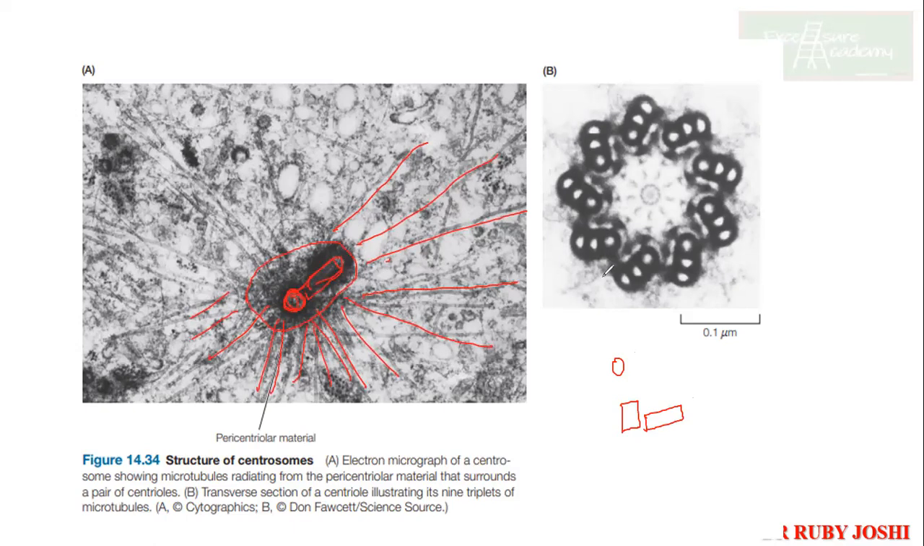Now again, this is a transverse section of your centriole. So this I was telling, that there are 1, 2, 3, 4, 5, 6, 7, 8 and 9 triplets of microtubules present. Okay, so this is how it is present and they're arranged.